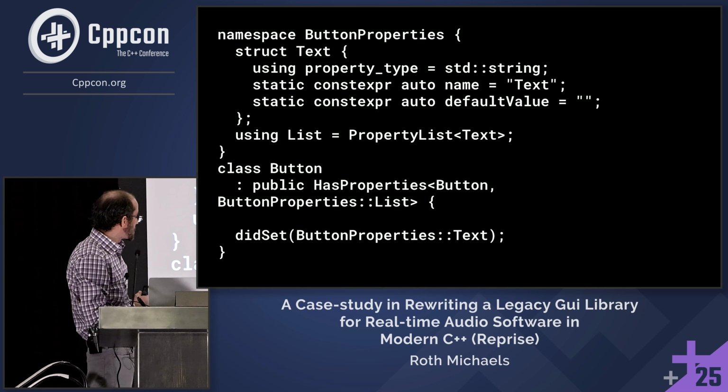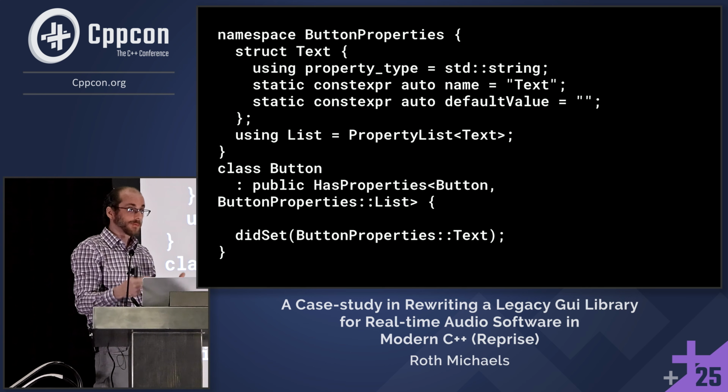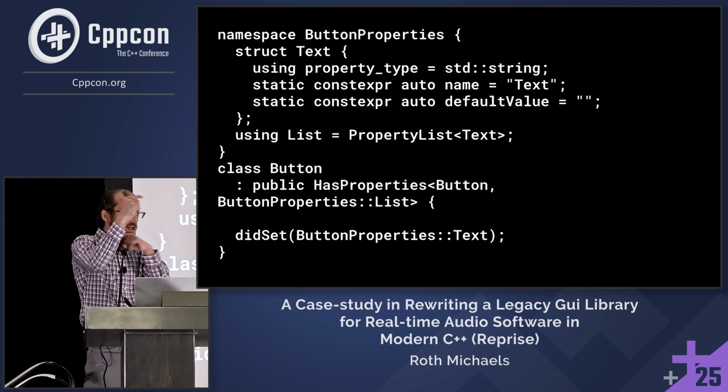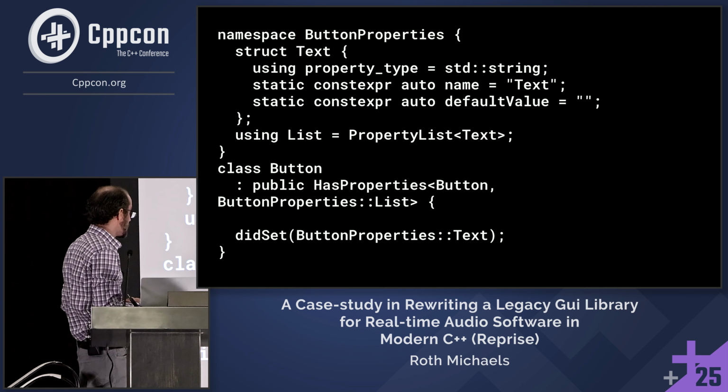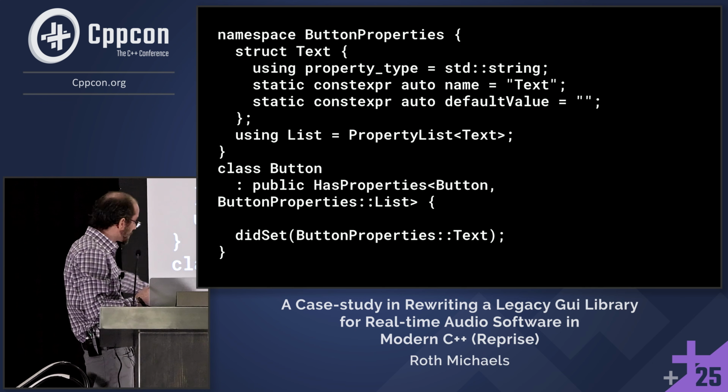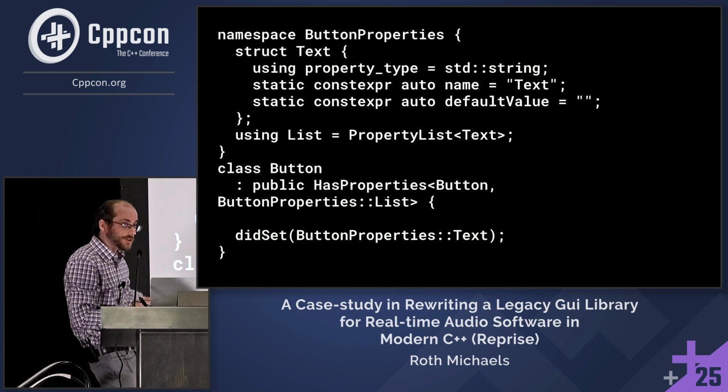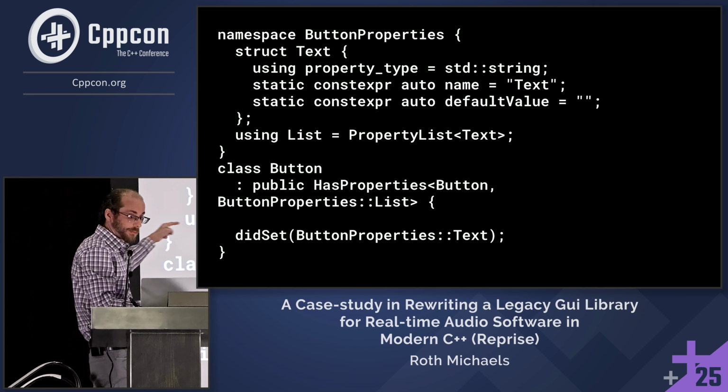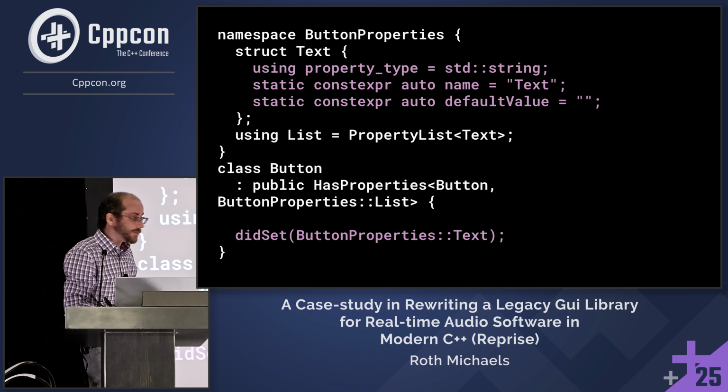And then if our button declares from this special has properties template, or derives from it, and passes this properties list, that will take care of creating all the properties and providing only the getters and setters that need to exist for those properties, and noticing that your class has a didSet function, and also connecting that up so anytime you change the property, that'll be called.